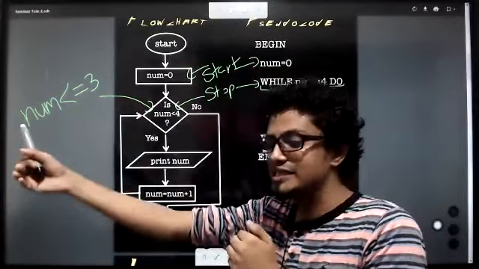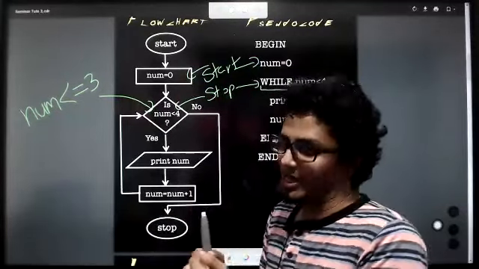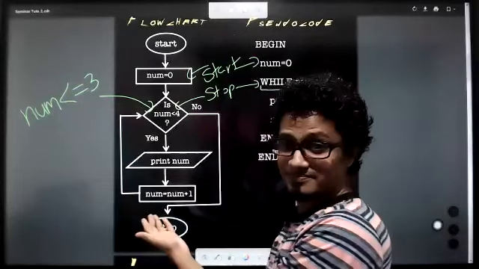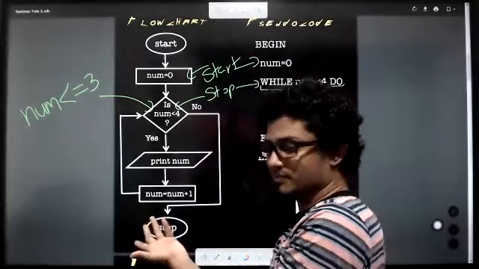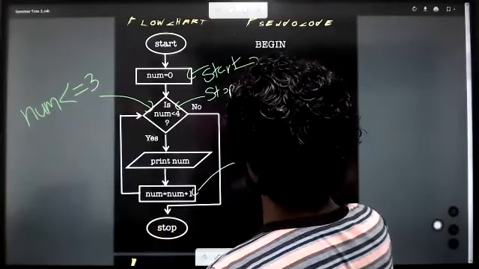But the thing is, step matters, because even though you are starting from 0, and even though we are ending at less than 4, steps can be different. If the step is different, there is a problem. What is the step here? Num equals num plus 1 is the step.